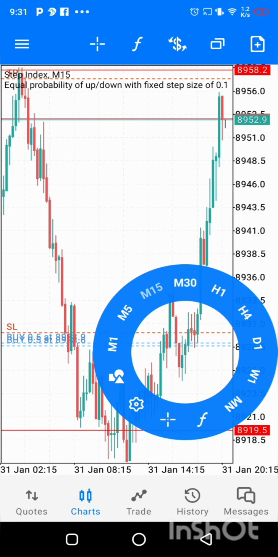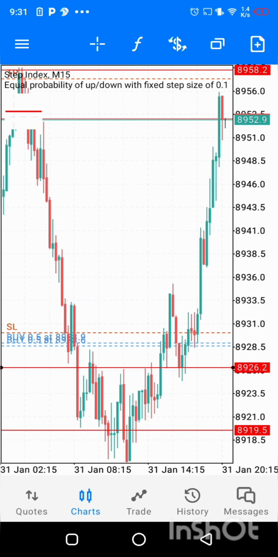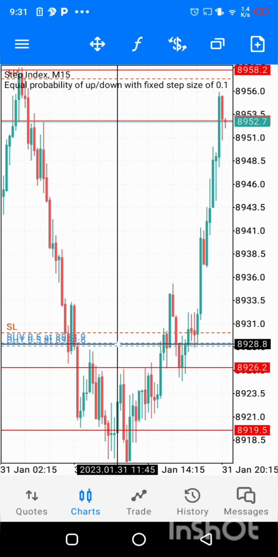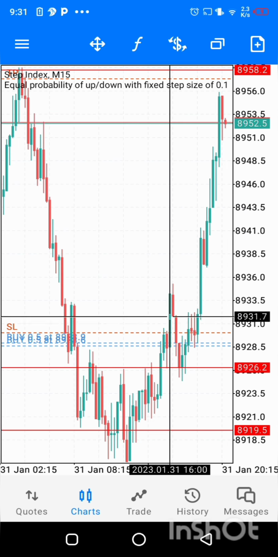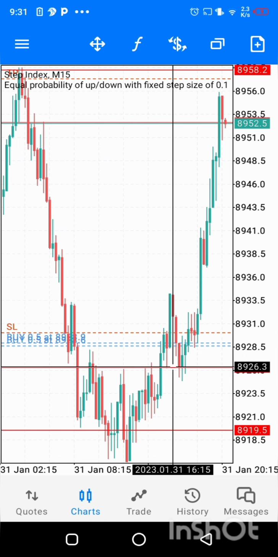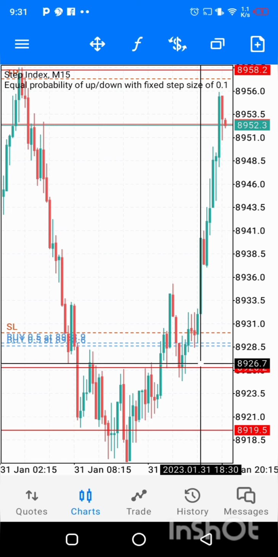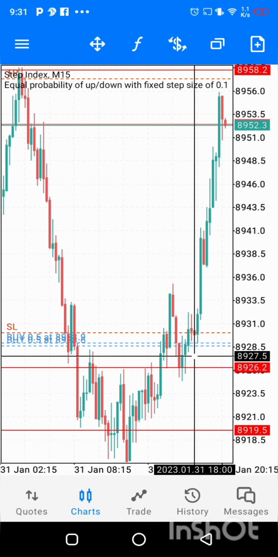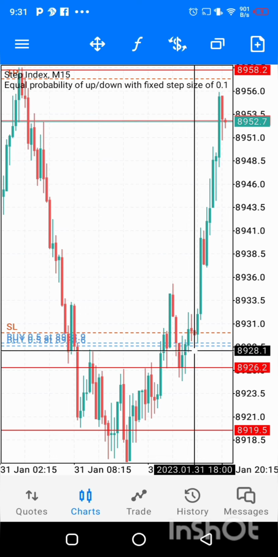Let me put a line there. So this range got broken. After this range got broken, price went up, returned back to this level. If you want to be a successful trader, you must always wait for a retest. Okay, so price came back to retest at this very point here, and we go long from here.